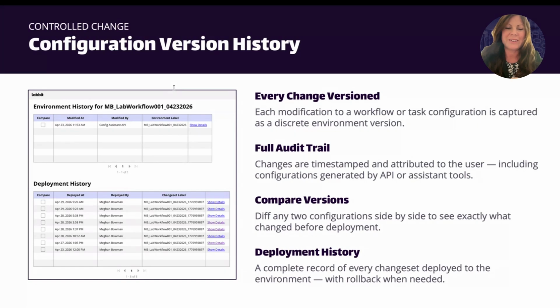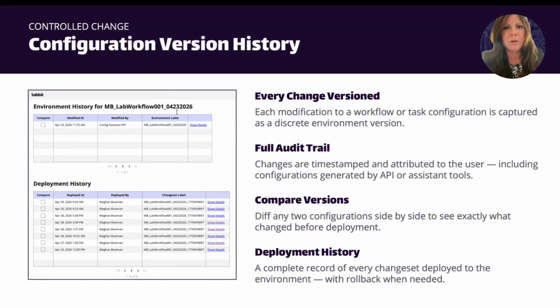Yes, sorry. Great. Okay, so what we're seeing here is the change governance that has been integrated directly into the Labbit platform. Specifically, if we look at the bottom table, we see the deployment history. Each row within this history represents a deployed version of configuration to this environment. So when we talk about configuration and the life cycle, we're going back to that workflow and process definition and the task configuration behind it that drives the execution. So each version has a specific change set label, the user or system that deployed it, and the timestamp.